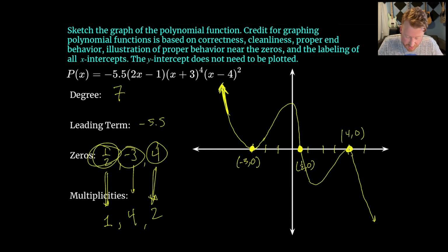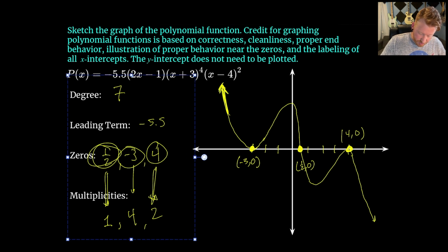Let me just read the instructions. I don't think I ever went through the entire thing here. Credit for graphing is based on correctness, cleanliness, proper end behavior, which we've gotten here, illustration of proper behavior near the zeros. We've got bounces, we've got pass-throughs, and the labeling of the x-intercepts, which we've done. And the y-intercept does not need to be plotted according to the instructions. But hey, let's go for it anyway. I think the reason we're not doing it is because it's going to be a very large number, but why not? Let's do it for completion here, and we can get our y-intercept labeled as well, even if it turns out to be a very large number.